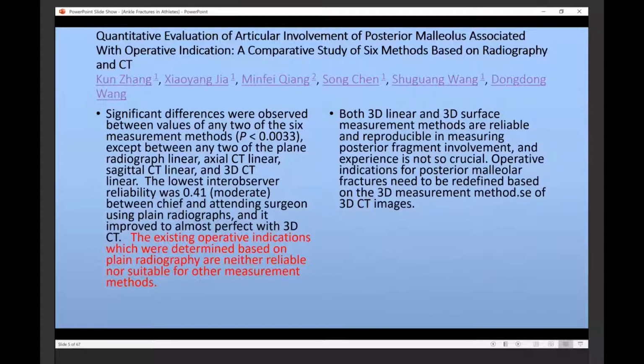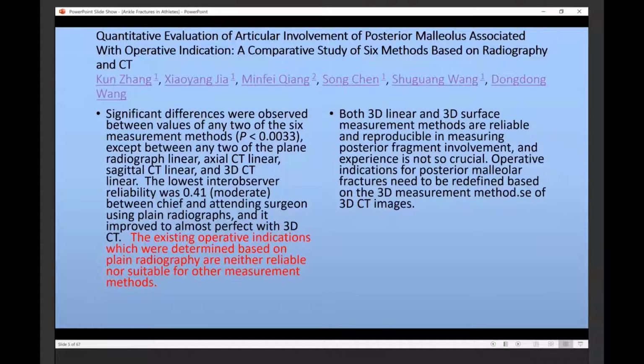They did plain X-rays, axial CT, sagittal CT, 3D CT. One of the funny things is the lowest inter-observer reliability is between the chief resident and the attending surgeon using plain radiographs. So those are the two who disagreed the most. The residents were all pretty much on the same page, and improved almost perfect with 3D CT.